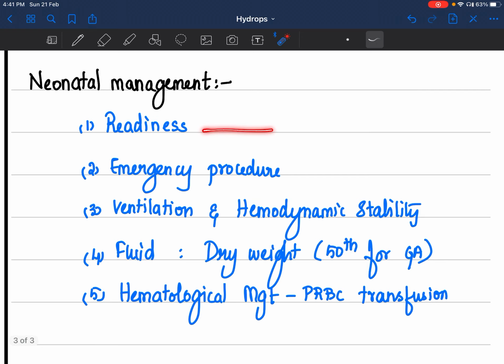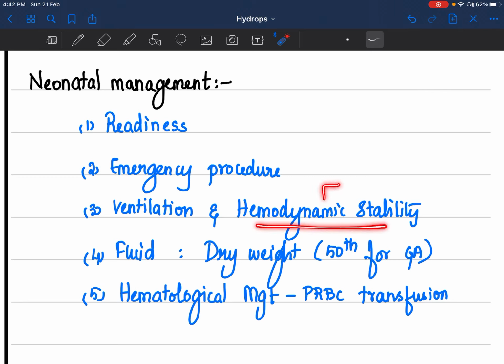your resuscitation readiness. You need to have at least 2 to 3 personnel ready. You need to be ready for emergency procedures like pleural fluid drainage, pericardiocentesis, and ascitic tap, because only if you relieve that pressure will the baby have a better chance at survival. Then ventilation needs to be proper because skin edema and pleural effusion are going to be a deterrent to effective ventilation, so you need to adjust your ventilation settings accordingly.